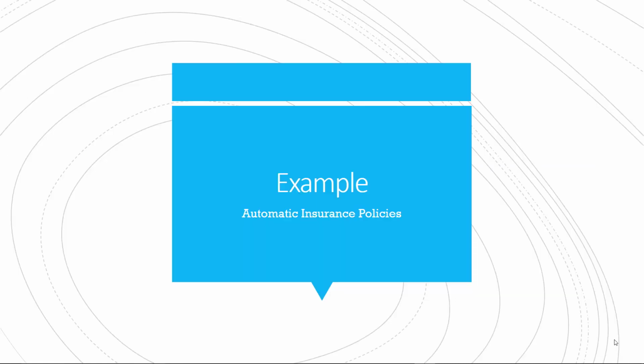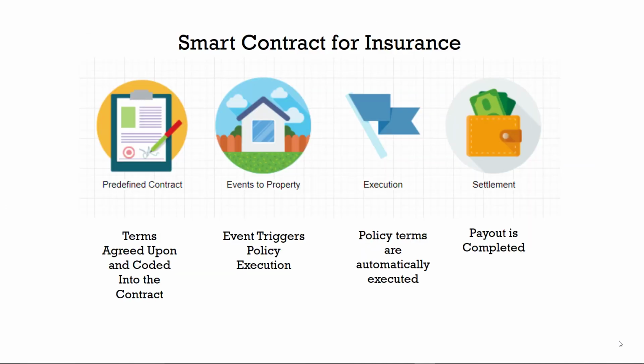Here's an example. How about we create an automatic insurance policy? So let's create a smart contract for insurance. First, we will predefine our contract. The terms will be agreed upon and then coded into the contract, which will be applied to the blockchain, which makes it immutable or unable to be changed.